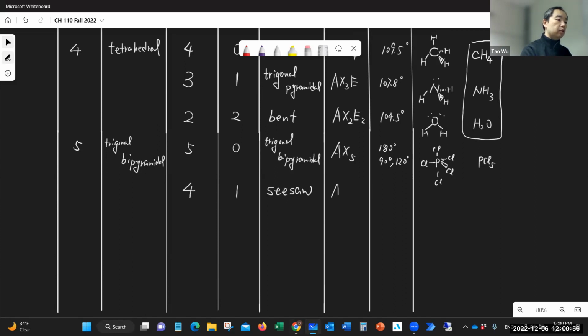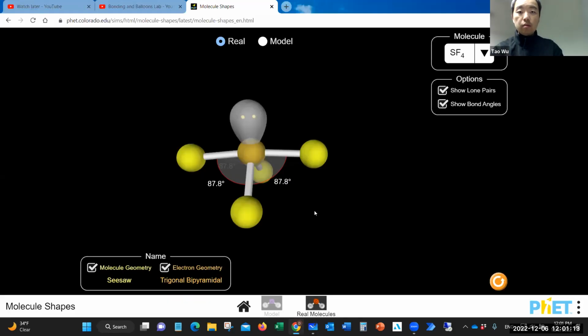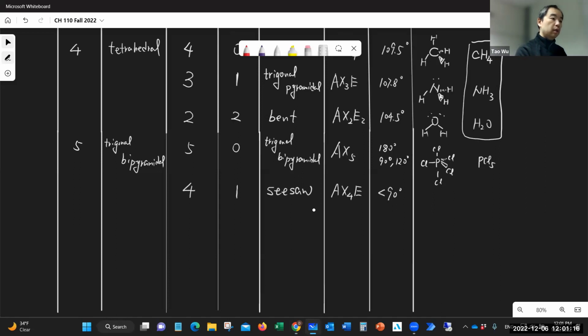And the formula is just AX4E. Still 5 electron domains, but they have 4 bonding domains and 1 lone pair, okay? So the angle is smaller than 90 degrees. One example is just SF4. So you have a sulfur in the middle, and you have 4 fluorines. So this is SF4, okay?